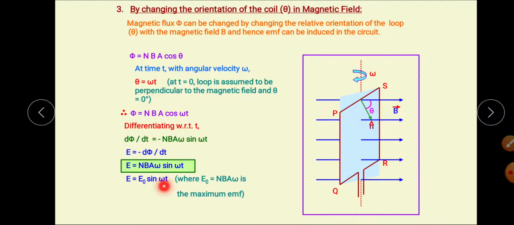At some instant the EMF becomes maximum when omega t is 90 degrees, then becomes 0 when omega t is 0, pi, 2 pi, 3 pi, 4 pi, meaning integral multiples of pi. In that case E becomes 0. The induced EMF becomes maximum when omega t is an odd multiple of pi by 2: pi by 2, 3 pi by 2, 5 pi by 2. In that case the induced EMF becomes maximum.